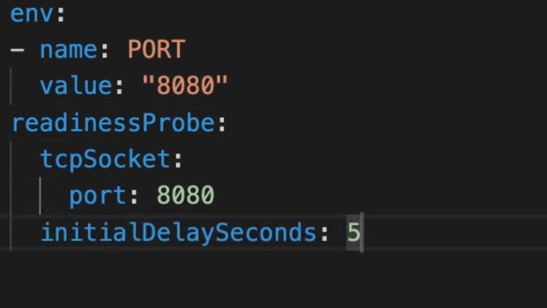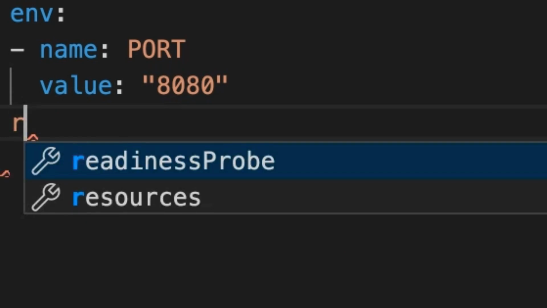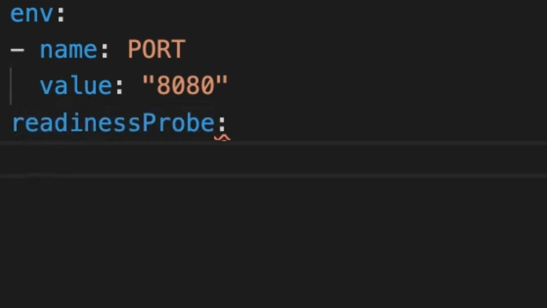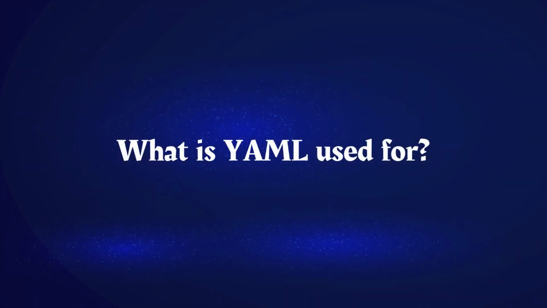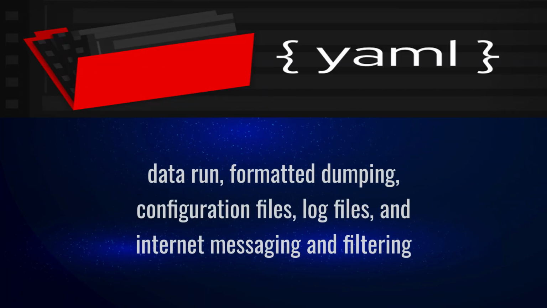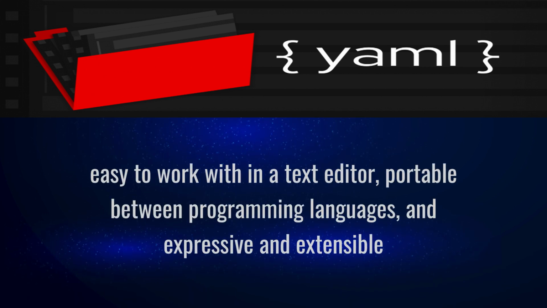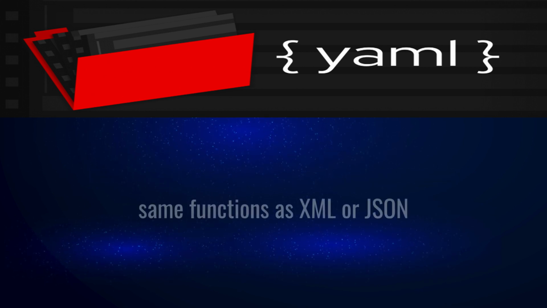YAML is often used in various contexts, including configuration files for applications, CI/CD pipelines, and data exchange in RESTful APIs. YAML is popular because it is optimized for data formatted dumping, configuration files, log files, and internet messaging and filtering. YAML files are easy to work with in a text editor, portable between programming languages, and expressive and extensible. YAML files perform many of the same functions as XML or JSON.